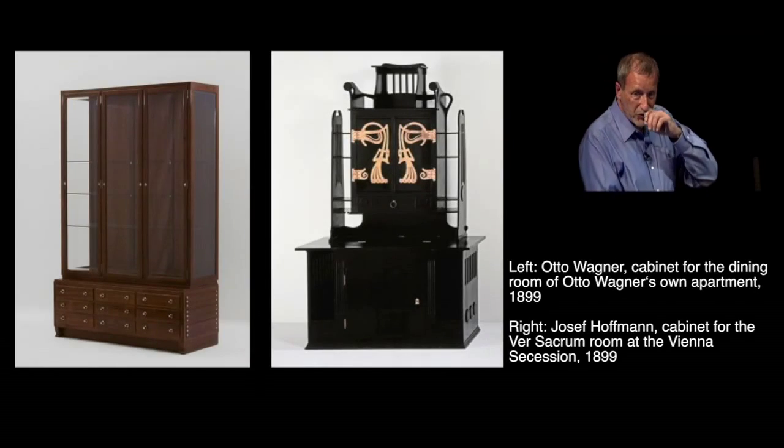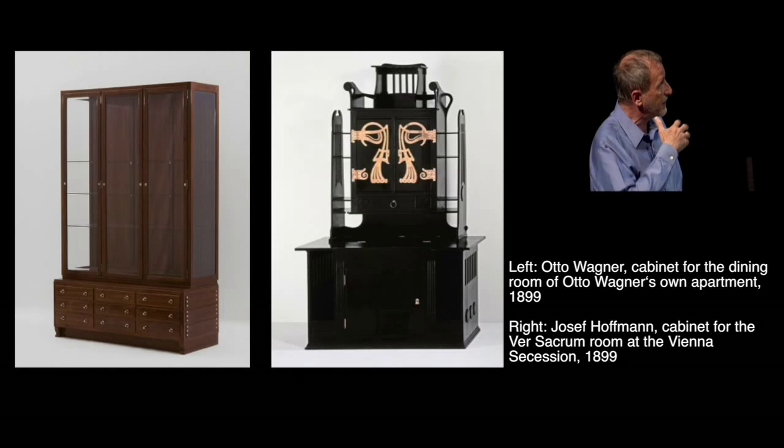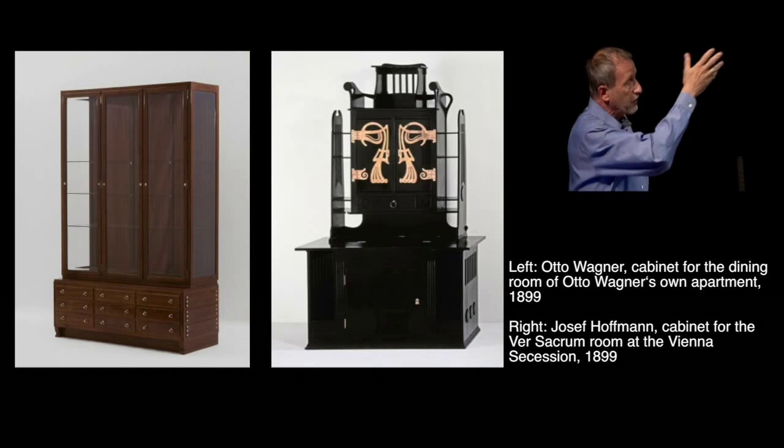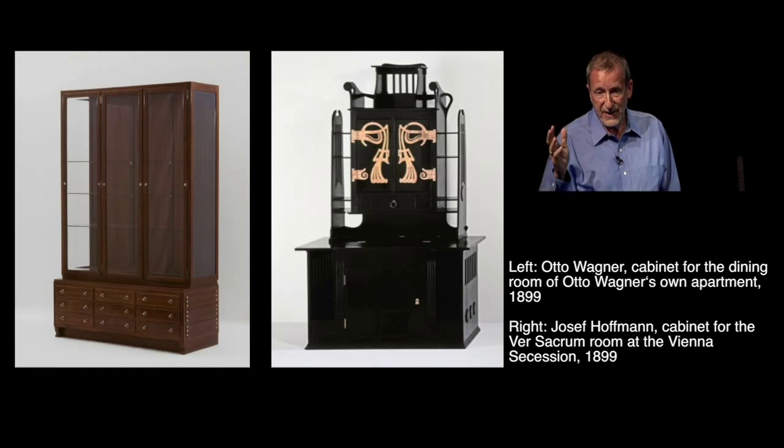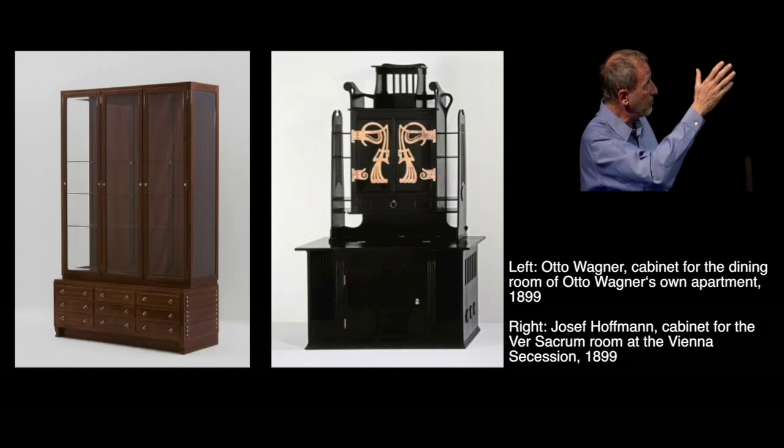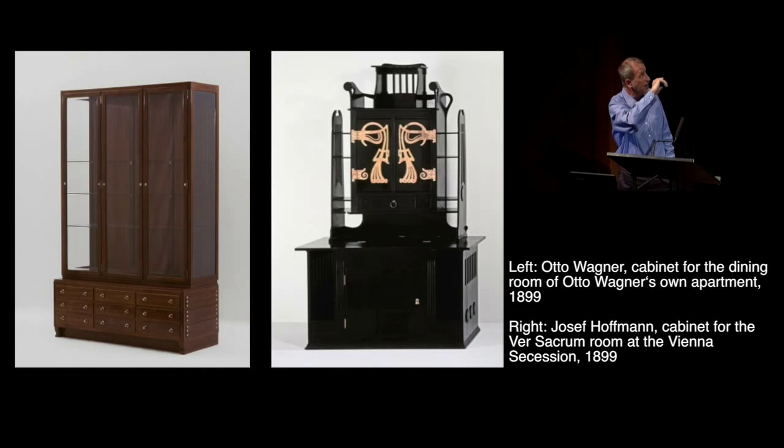Just to show you what this evolution meant. Two pieces of furniture of the same year, 1899. Joseph Hoffmann, a pupil of Wagner, on the right hand. Originally, this piece of furniture was green. And at one point, the owner just couldn't stand the green anymore, and it was too present.